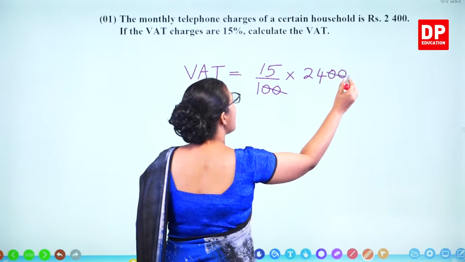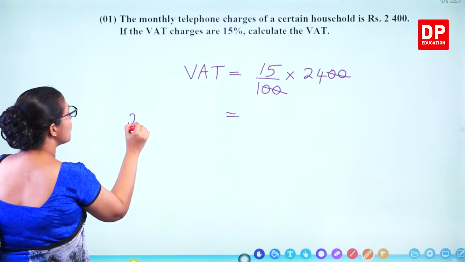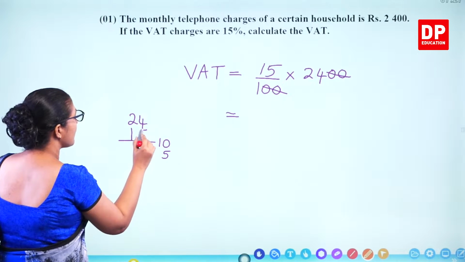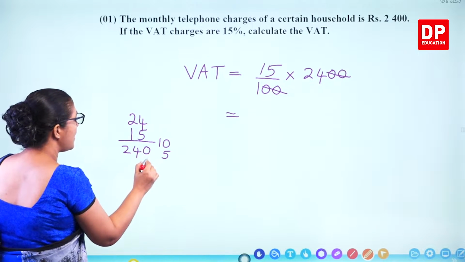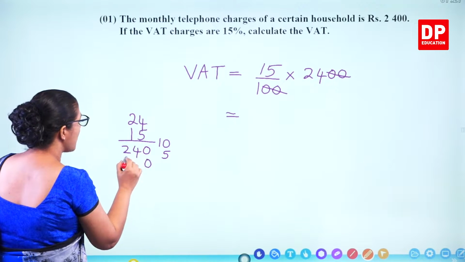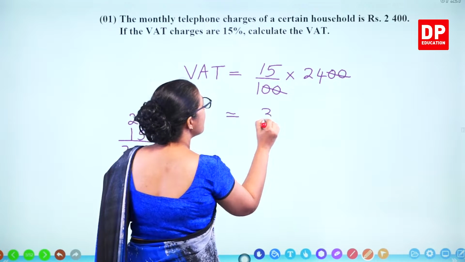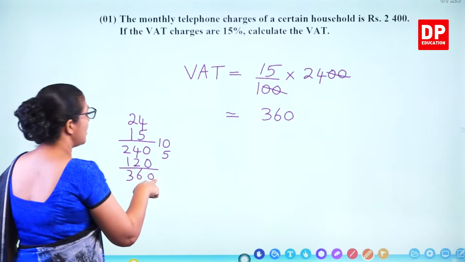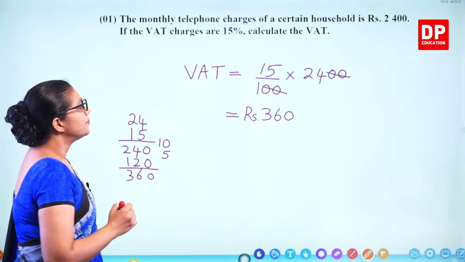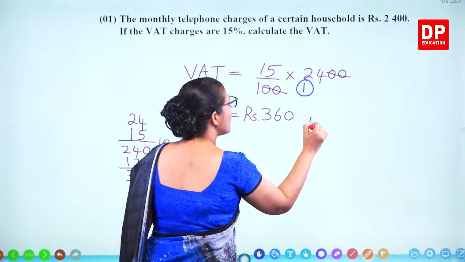2 zeros get cancelled out. 15 times 24. So multiply 24 times 15, 10 and 5. Multiply by 1 and then 5. 5 times 4, 20. 5 times 2, 10 plus 2, 12. 360 is the answer, in rupees. So that's the VAT. So 2 marks: 1 mark for the method and 1 mark for the answer.